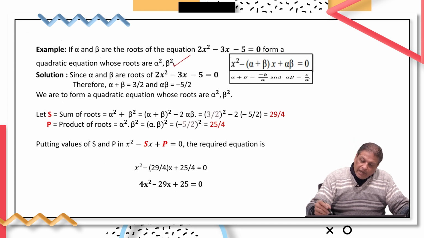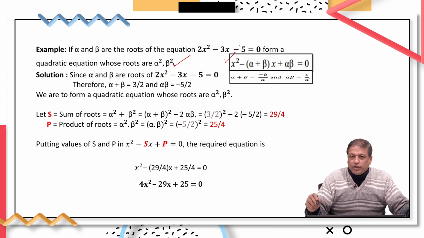Now, we know that if we know the roots of the equation, that is alpha and beta, then we can formulate the quadratic equation by using the expression x square minus (alpha plus beta) into x plus alpha beta is equal to 0, wherein alpha plus beta is equal to minus b by a and alpha beta is equal to c by a, where a, b, c are the coefficients of the quadratic equation ax square plus bx plus c equal to 0.